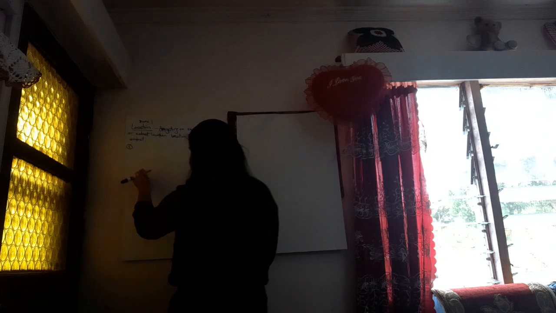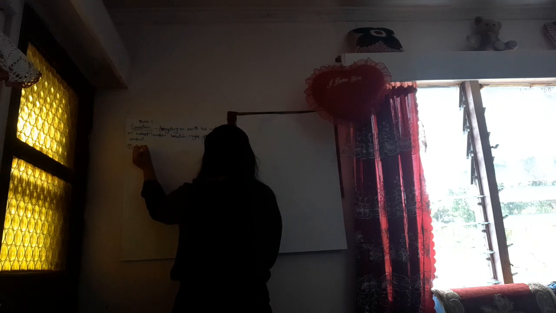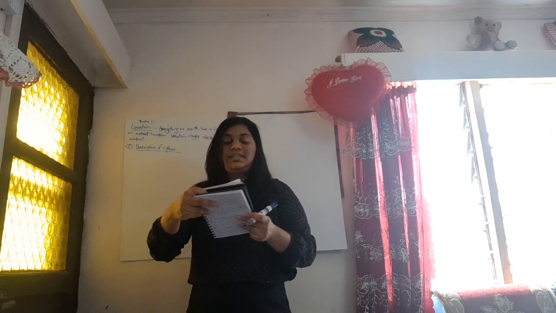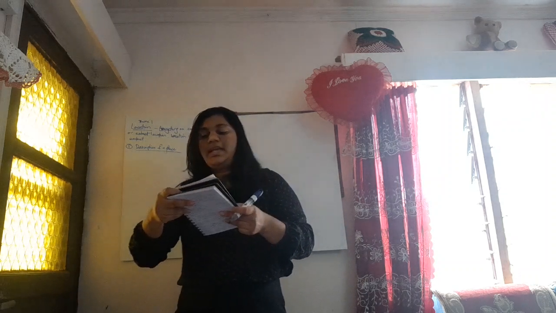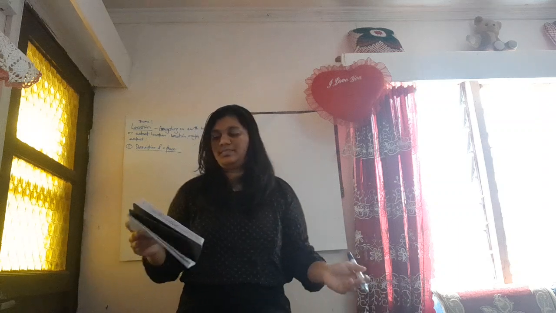Second one is description of a place. A place is an area that is defined by everything in it. All places have features that give them personality and distinguish them from another place. It explains what an area is like by comparing its natural features, human-made features, as well as images.